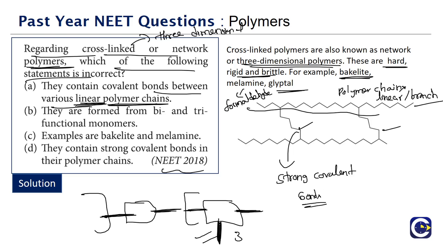So here they are specifically saying only linear polymer chains. So this is something that we might not agree completely. Option B is what, they are formed from the bi and tri-functional monomers. Yes, that is correct. And we will see when we go to the examples also, we will see how this will happen.